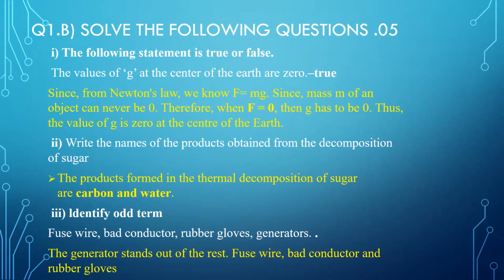Generator. Generators stand out of the rest because fuse wire, bad conductors, and rubber gloves are all materials which are bad conductors or good conductors of heat and electricity. But generator is what? It is generating electricity. So this one will be the odd term out. So the answer will be generator.